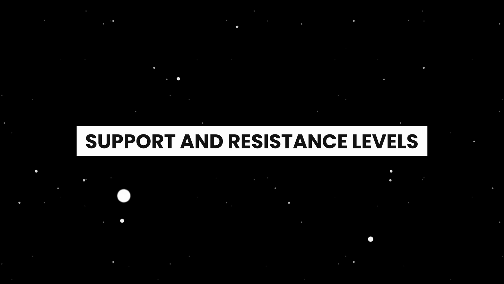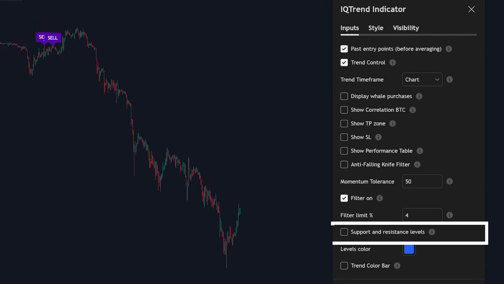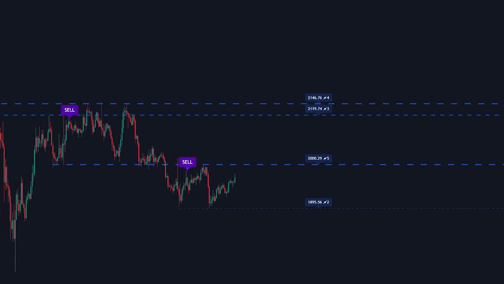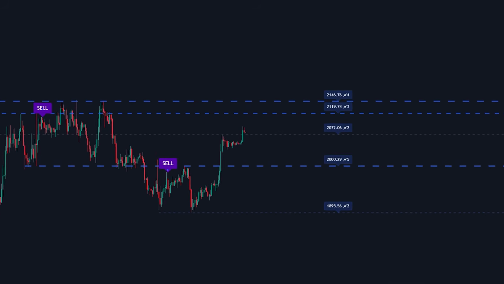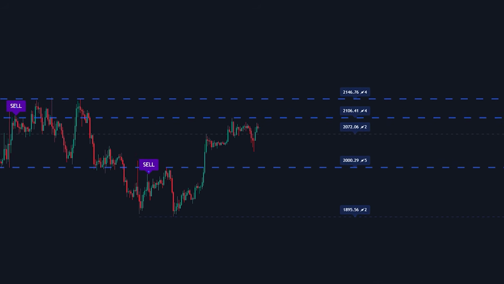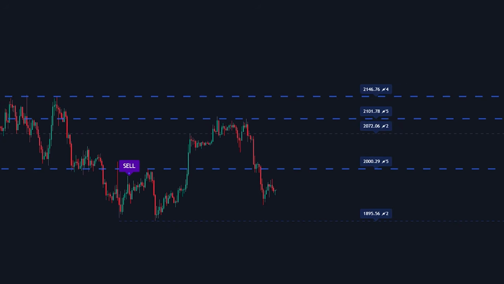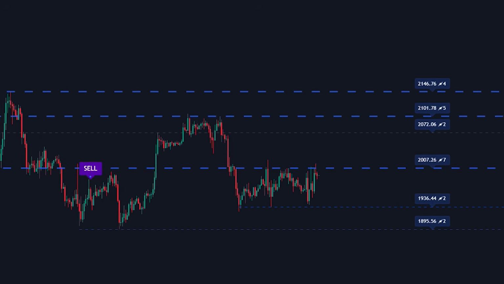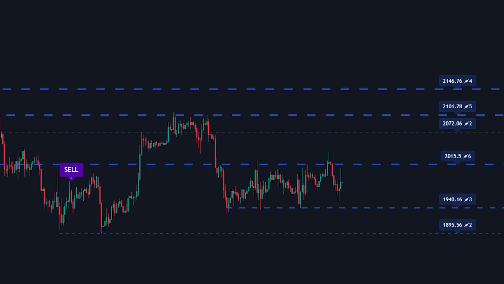Support and resistance levels. Enable this in the settings and the indicator automatically draws the nearest support and resistance levels directly on your chart. No manual analysis required. This is particularly valuable if you're still building your chart reading skills. The indicator does the work for you and saves an enormous amount of time.